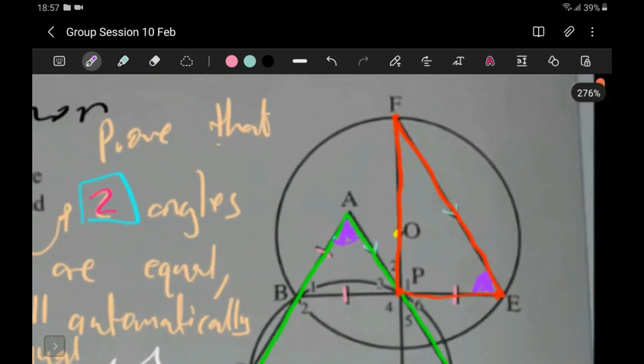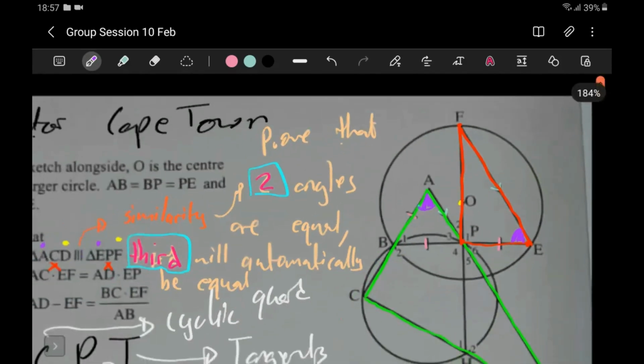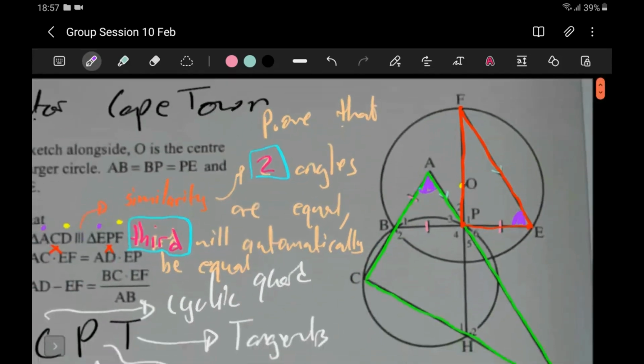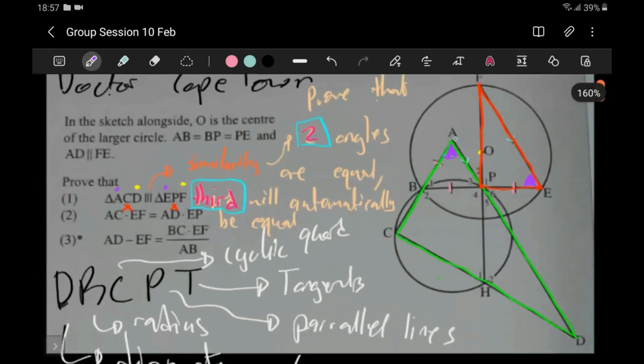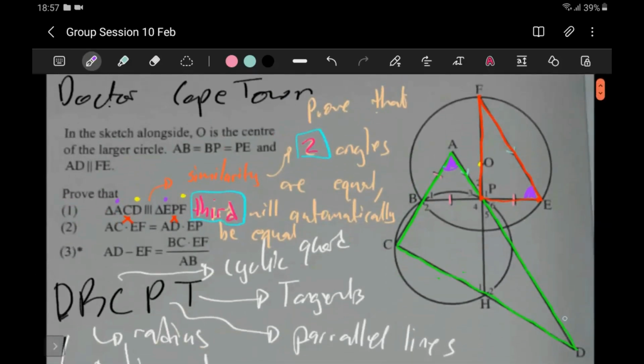Or let me maybe give some hints. ABP is an isosceles triangle. And then we also spoke about parallel lines, because we have AD parallel to FE. So that's another hint. Does anyone see any angle that's equal to A, or any angle that is equal to E? Don't be shy, you know. Yes, pardon?